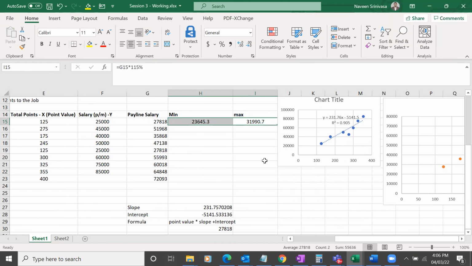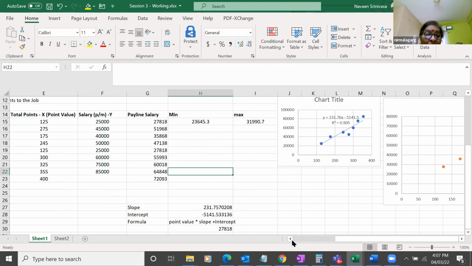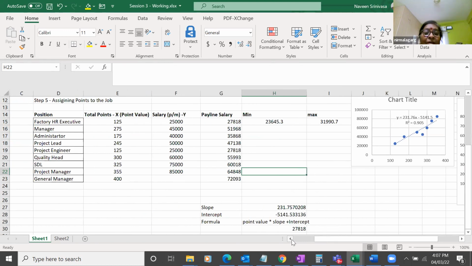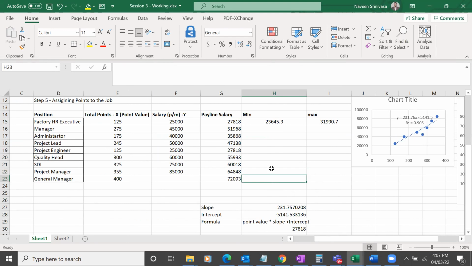Now, at a higher level, you can have a 50% or a 60%. Say, for example, you are creating a range for your GM, which is 72,000. You will create at a 50% or higher. Because if you notice in organizations, the ranges are much higher at top level and the ranges are much lower at a lower level.